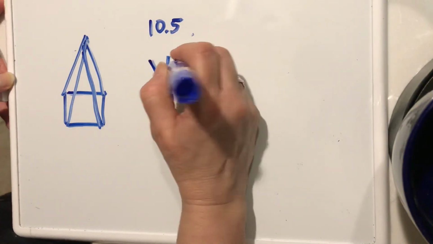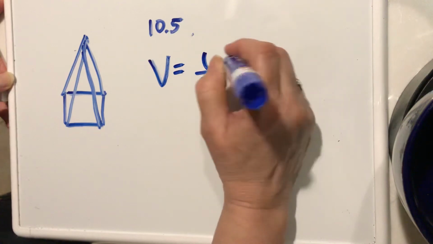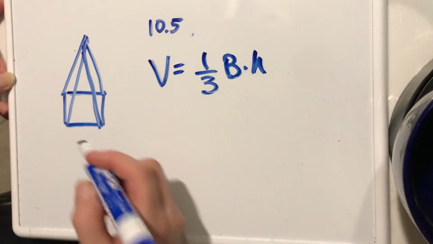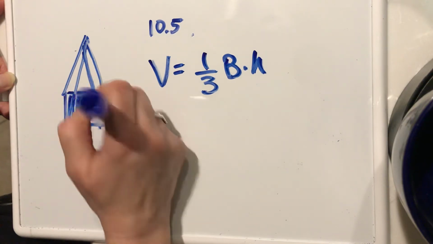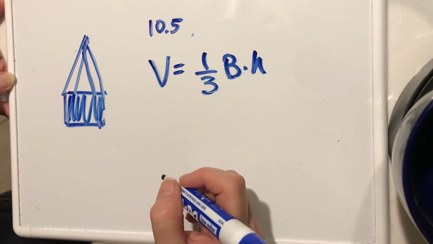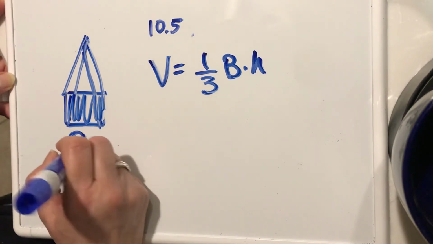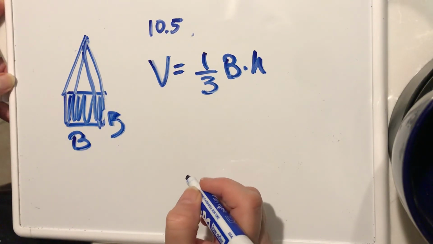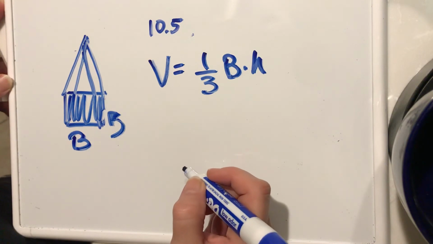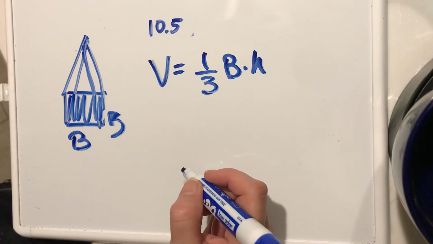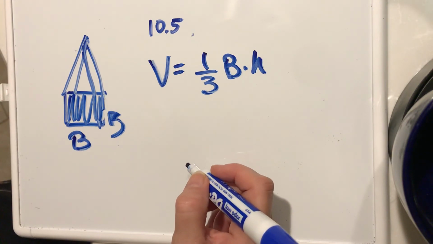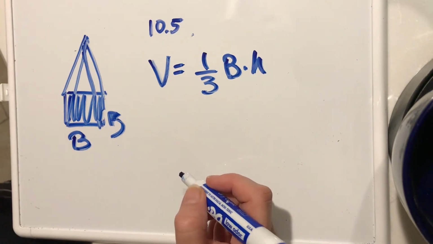All right, so how do we do the pyramid? The volume for a pyramid is 1/3 base times height. Okay, well, what is the base? The base is this, the area of the square at the bottom. Okay, so that is the base, the area of the square, times the height. They'll have to give you the height in order for you to do this problem. Okay, and again, you can look at these in your book. They've got all of the formulas for you there.